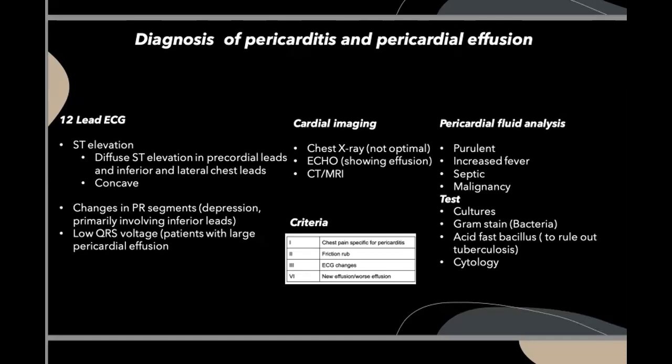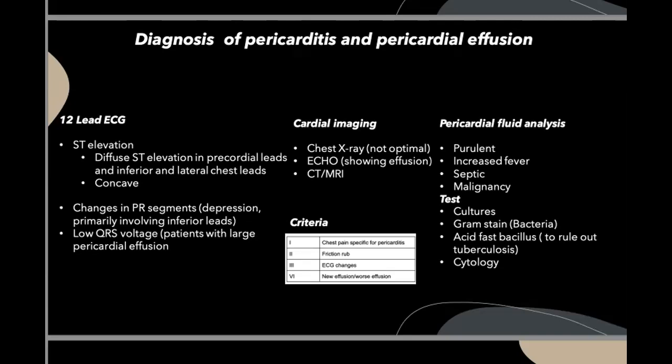And just a summary: if you get a patient and you are suspecting pericarditis, then the general criteria goes like this. You look for the chest pain specific to pericarditis, the one that we mentioned before, which is positional and pleuritic. Then when you're doing auscultation, look for a friction rub, and during ECG, changes like this diffuse ST elevation that is concave, and PR segment depression. Another thing that is also very good to know is if the effusion is new, worsening, or recurrent.